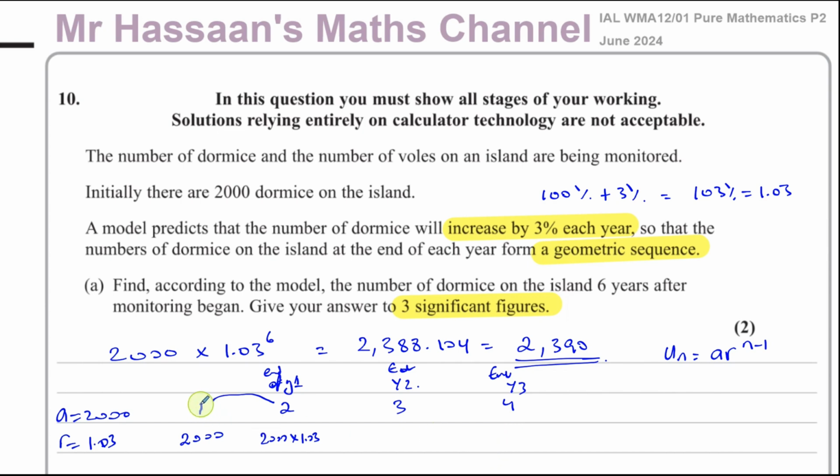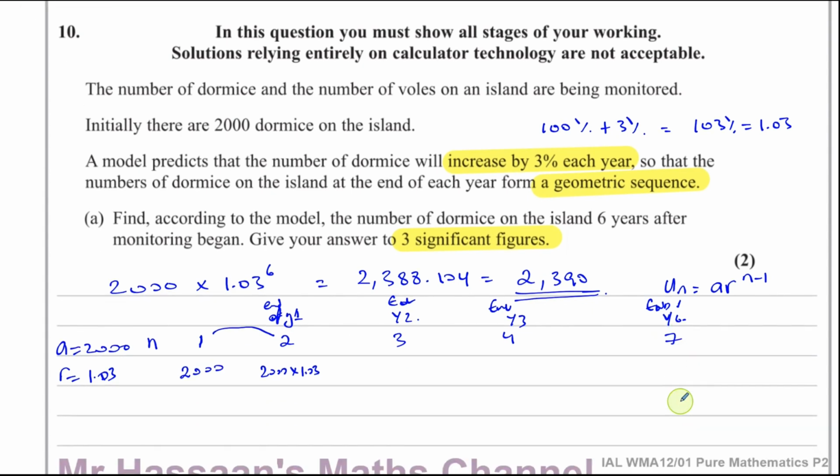This first term is like the beginning of the first year. This is the end of the first year, the end of the second year, the end of the third year. So the end of year 6 is going to be the 7th term. The n in this formula is not the same as the power here, which means after 6 years. The 7th term is after 6 years. So that's where you have to be very careful. If we're going to use the formula, our n has to be 7.